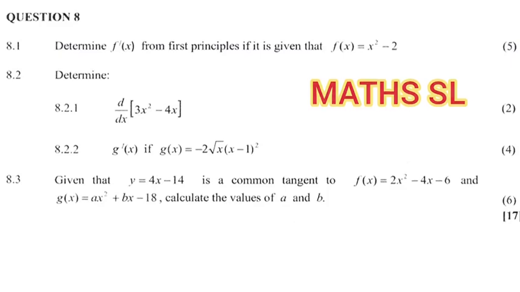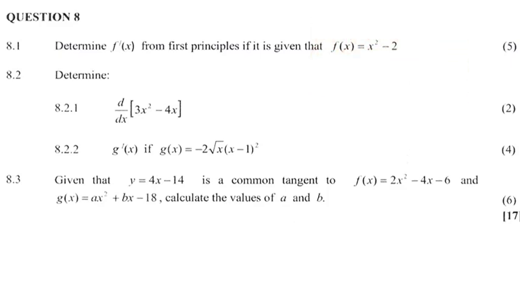This is question number 8. 8.1. Determine the first derivative of x from first principles if it is given that f of x is equal to x squared minus 2. I'm going to apply the first principles to solve this question. Newton quotient formula I'm going to apply. I'll show you how to do it.